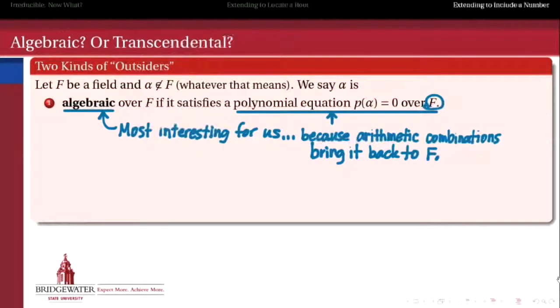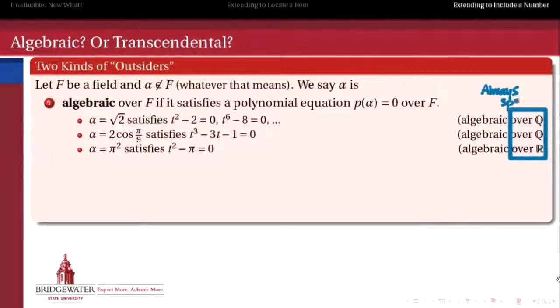So here are some examples of algebraic numbers. The square root of 2 is algebraic over the rationals. Twice the cosine of pi over 9 is kind of an interesting example because it certainly doesn't look like this thing should be algebraic, but it turns out it is. You can show that it satisfies the equation t cubed minus 3t minus 1 is equal to 0, so that makes it algebraic over the rational numbers also.